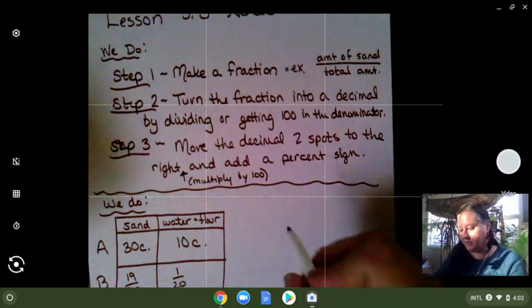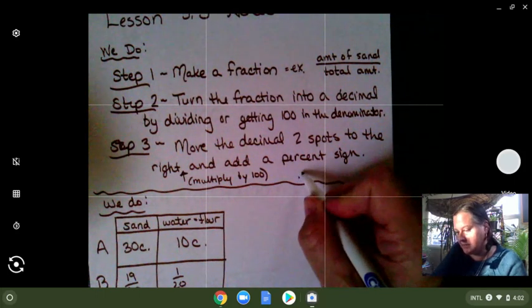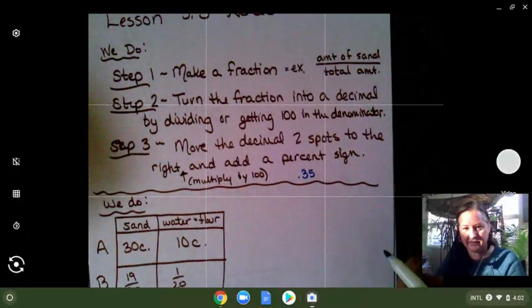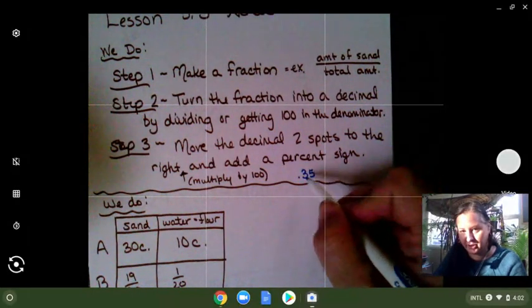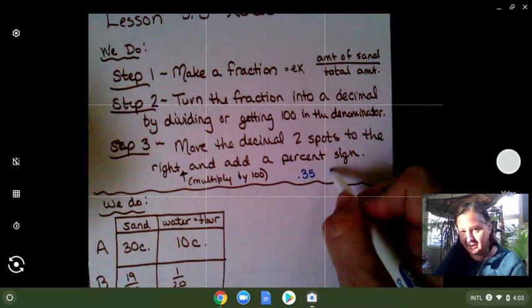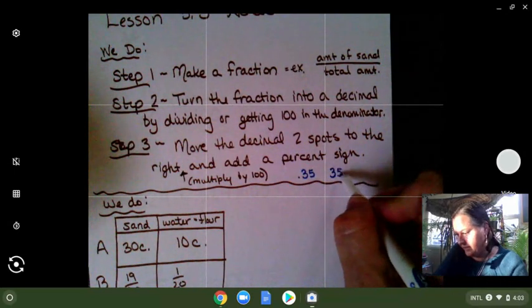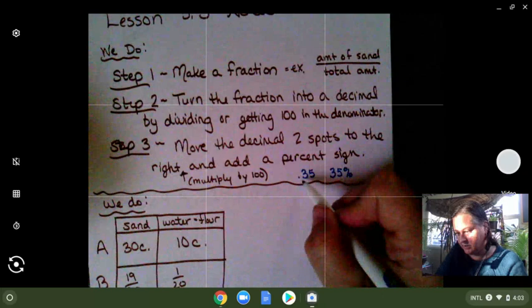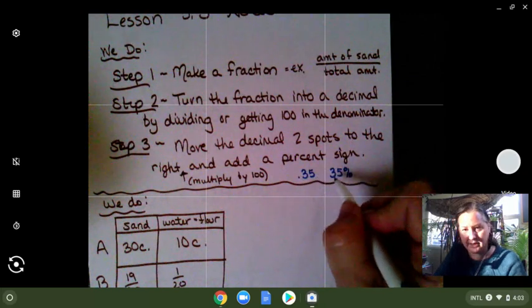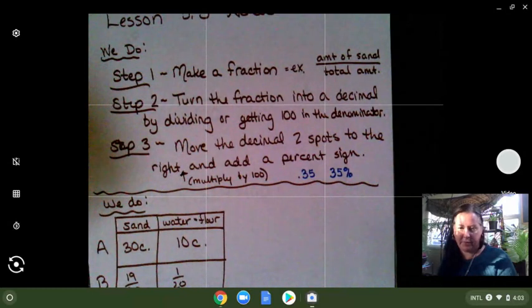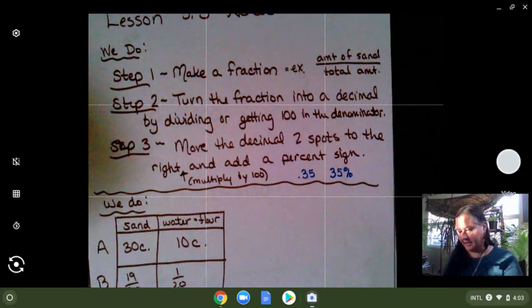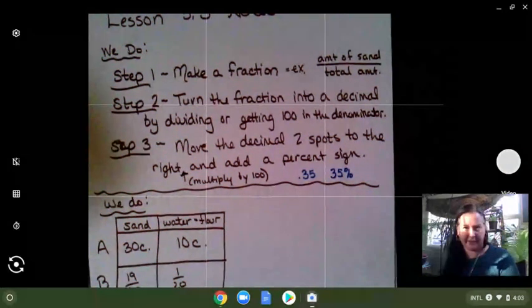So let me give you a quick example. Let's say we have a decimal of 0.35. You are going to multiply it by 100 in order to turn it in. This is 3,500, so it'd be the same as 35%. So you'll be moving the decimal twice and turning it into a percent sign. That is what we're practicing today. So go ahead and copy that all down, and then we will start an activity. We'll do a we do problem together.